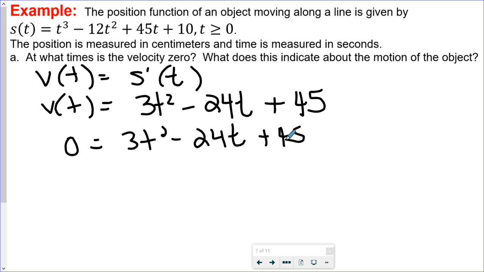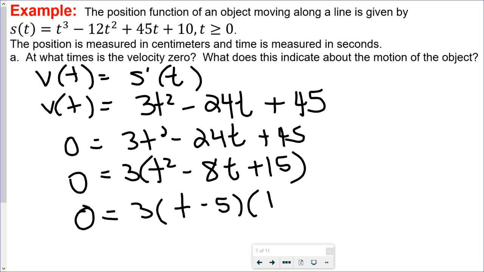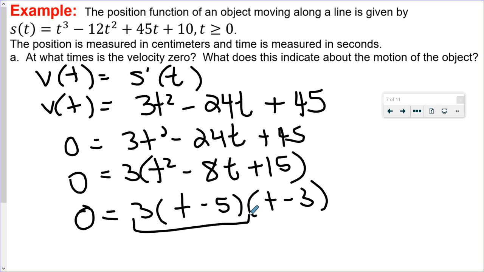Okay, so first thing I notice is that there is a greatest common factor. So let's just take that out by dividing each term by 3. So then I get 0 equals 3 times (t squared minus 8t plus 15). Two numbers that multiply to positive 15 and add to negative 8. So that's negative 5 and negative 3. Okay, so now that I've factored it, I just set each factor equal to 0. So this factor gets set to 0, and that's time equals 5. This factor gets set to 0, and time equals 3. So at 5 seconds and 3 seconds, the velocity is 0.